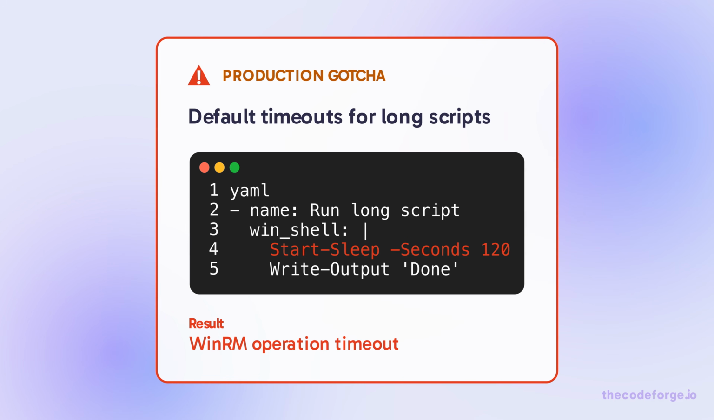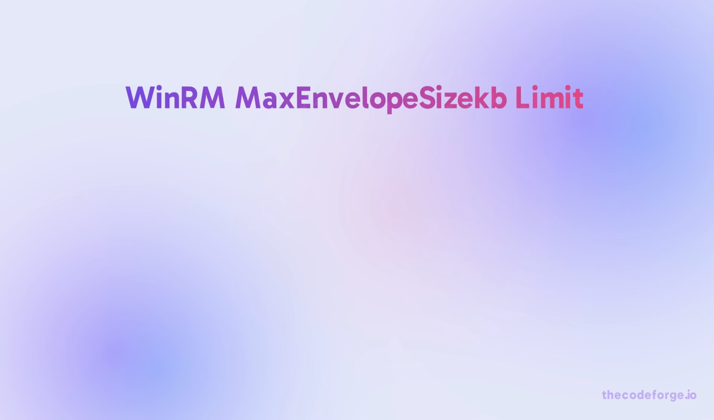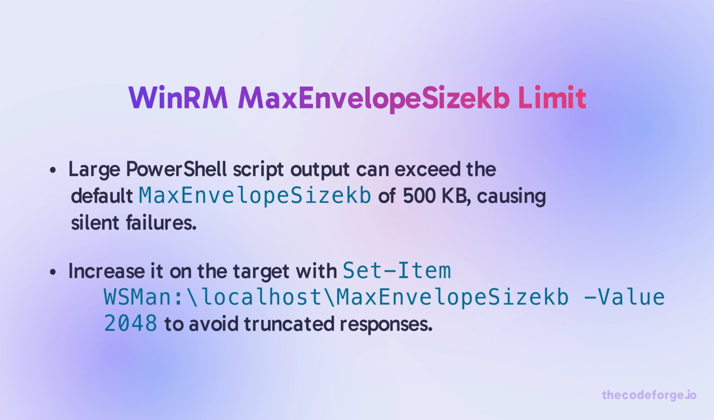Default timeouts are 60 seconds. A script that sleeps for 120 seconds will timeout. Increase ansible_winrm_pipeline_timeout_sec to accommodate long-running tasks. win_command runs via cmd.exe, which doesn't recognize PowerShell cmdlets. Use win_shell for PowerShell commands. Large PowerShell script output can exceed the default MaxEnvelopeSizeKB of 500 KB, causing silent failures. Increase it on the target with Set-Item WSMan:\localhost\MaxEnvelopeSizekb -Value 2048 to avoid truncated responses.